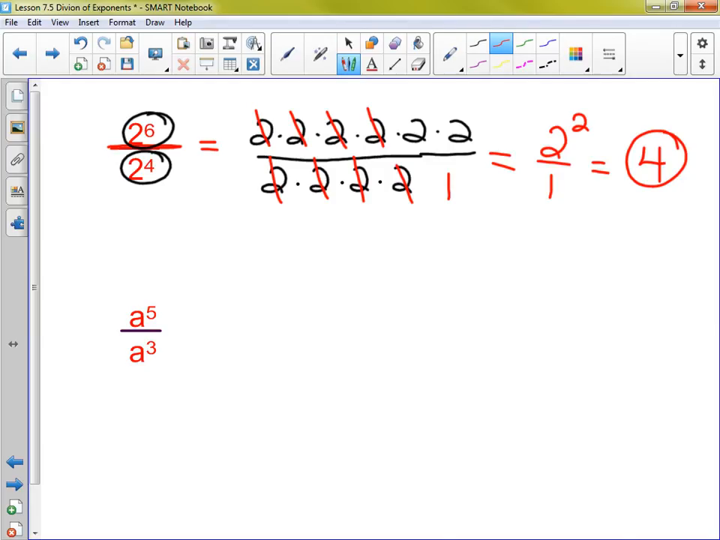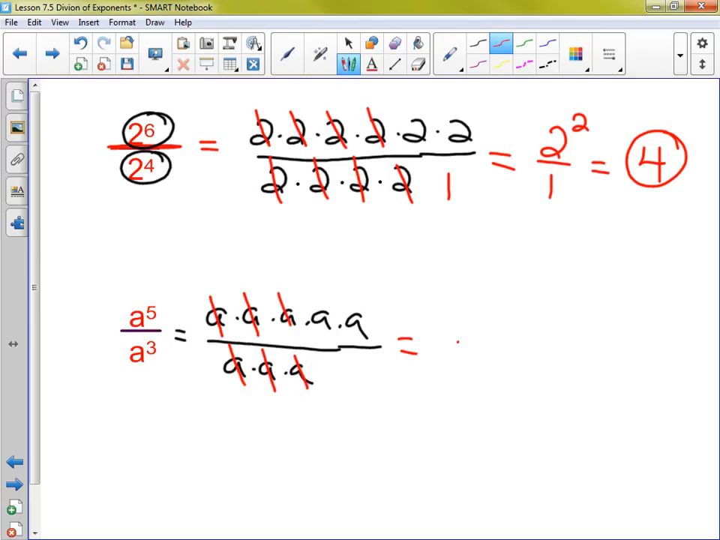The same is true if you have two variables, a to the 5th over a to the 3rd. These are like bases, but I'm going to write it out. A times A times A times A times A, 5 A's. And on the bottom, A times A times A. And like the first example, 1 A from the top cancels with 1 A on the bottom. 1 A on the top cancels with another A, and what you're left with is just A to the 2nd power.